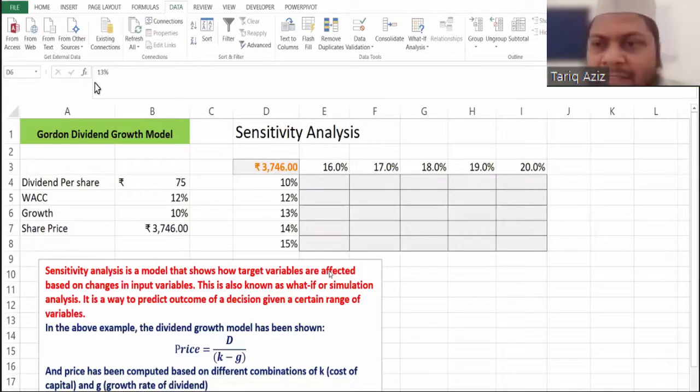So what I am telling is, today this sensitivity analysis is a model that shows how target variables, which is another word for outcome or the output, are affected based on changes in input variables. So if we change the input variable, how the output will get affected. The modeling of this thing is known as sensitivity analysis.